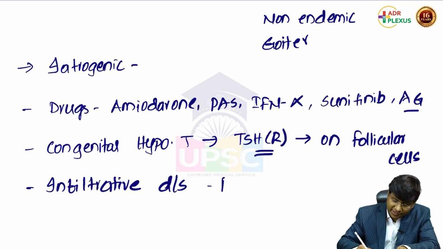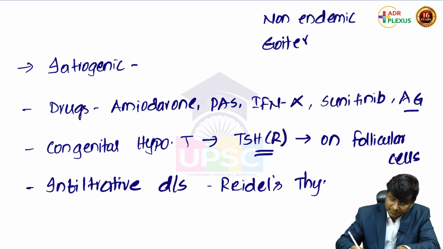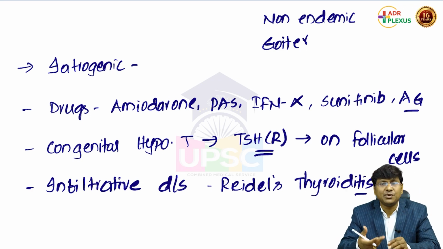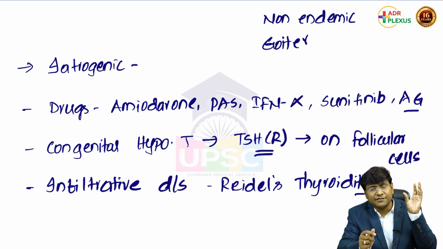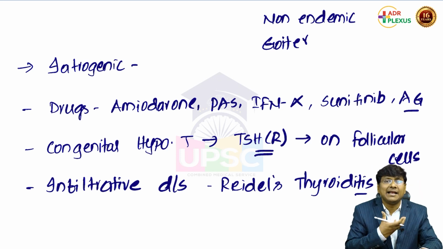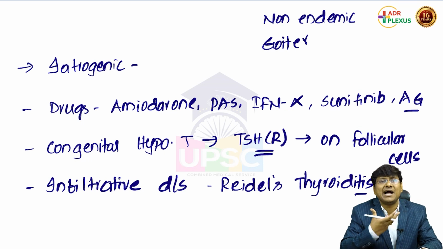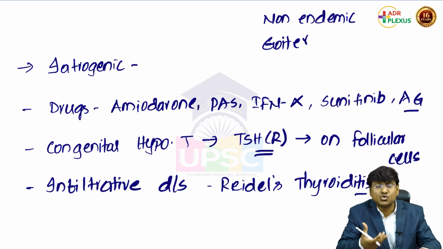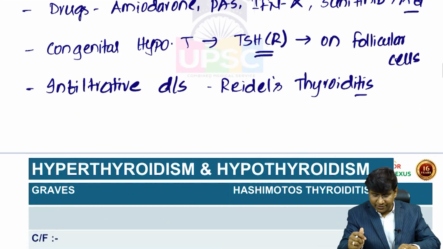And we have one more important condition called Riedel's thyroiditis. This Riedel's thyroiditis is the scenario where there is an excess amount of fibrous tissue within the gland, and the gland will be stony hard in consistency. These are all the etiologies that will be causing hypothyroidism.